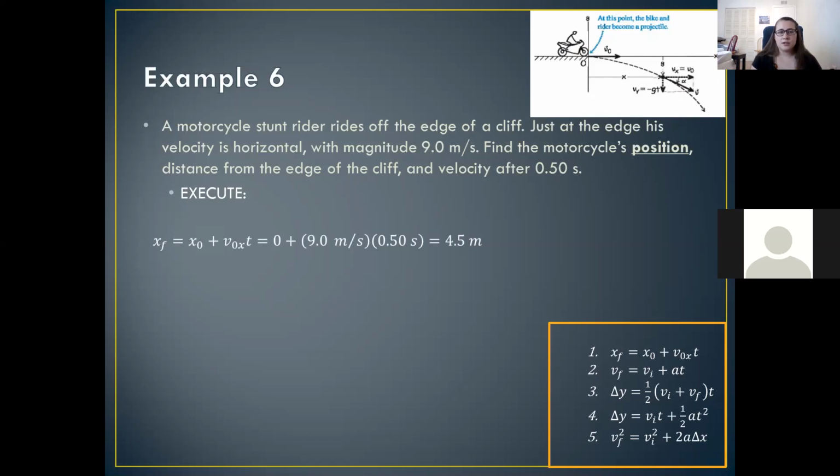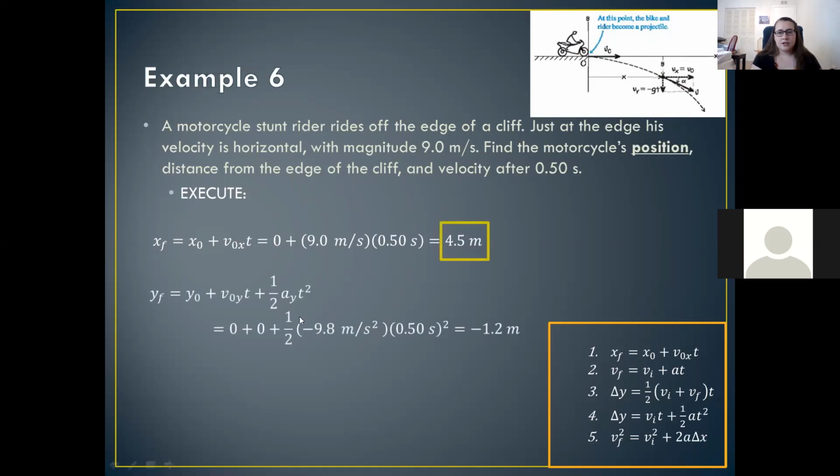So we're looking for his position. Well, we'll find the x position first. So that's our x final equals x initial plus initial x velocity times time. This is equation 1 in our orange box. We're setting the origin to be right there, the moment where he's leaving the cliff, so his initial position is 0. His initial x velocity was 9, and the time that we're looking at is 0.5 seconds. So that gives him an x position of 4.5 meters.